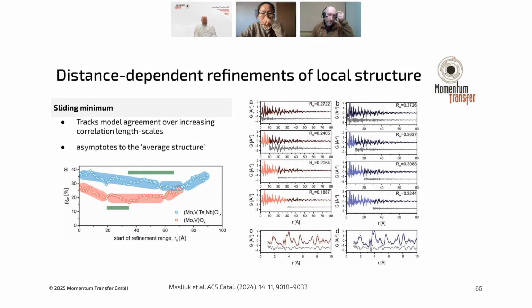And as we include more information in the very local structure, we find that the model agrees less and less with the local structure. So it says that locally, the structure is deviating quite a bit because of localized defects or structural distortions versus the average structure. Okay, and this is actually even worse for the quinary oxide. So the average structure agrees even less with the local structure in that case.